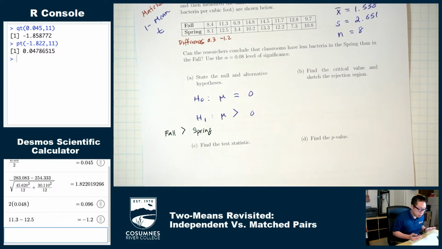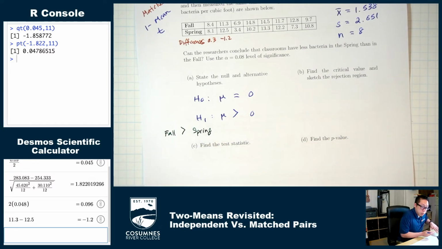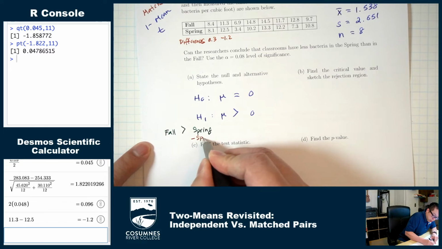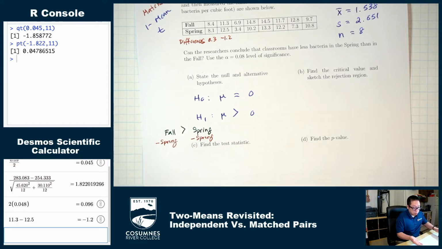Now, what we're actually doing here is moving everything to the left side. So doing algebra, moving things to the left side. So what we are doing is subtracting the spring to the left side. Now, the left side is fall minus spring.